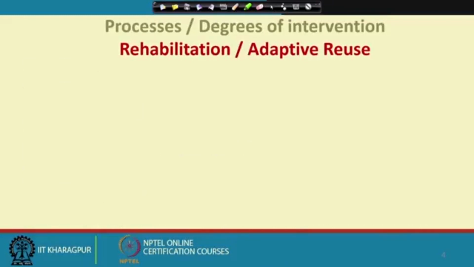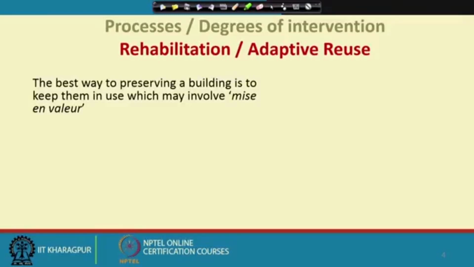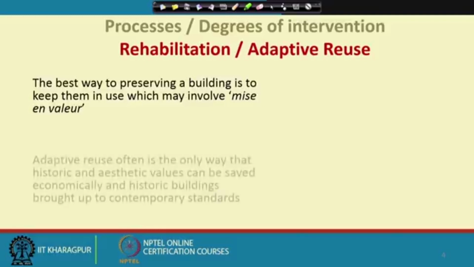First we will talk about rehabilitation and adaptive reuse of historic structures. The best way to preserve a building is to keep it in use, which may involve mise en valeur. What does that mean? It is a French phrase which means enhancement. A historic structure may have outlived its original purpose. That means it is no longer used for the purpose for which it was built, but the structure is there. It may require some preservation, restoration and consolidation, but still it can be used. In that case, the best way is to keep it in use.